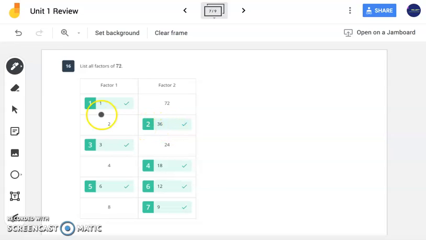If you did 72 divided by 2, you in fact would get 36 as your answer. And notice 72 is an even number, so that's telling me that, okay, 2 is a factor.